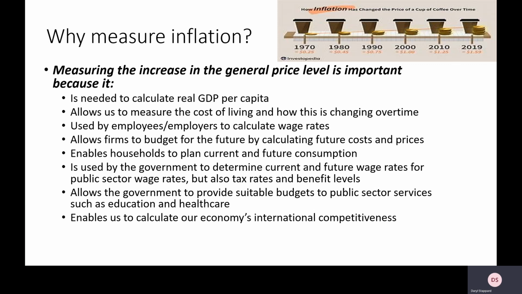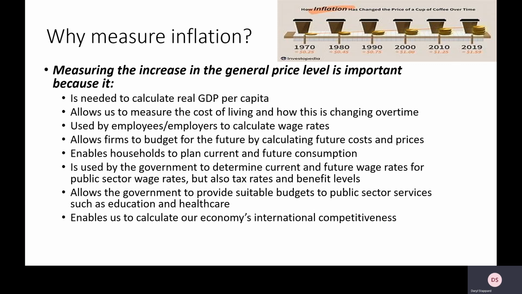It also allows businesses to calculate budgets. So if they're planning on releasing a new product next year, they've got to be roughly aware what the cost will be of producing that product in a year's time. So what will it cost to buy the raw materials, the semi-finished products required to make that product? That will therefore allow them to predict and plan what their future prices and profitability will be.